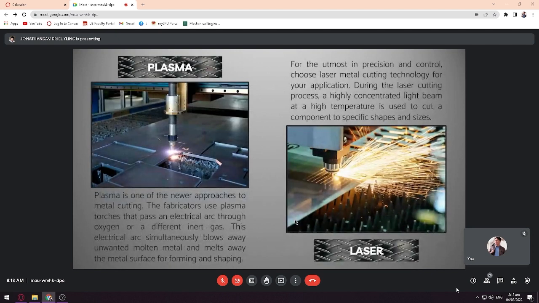Plasma is one of the newer approaches to metal cutting. Fabricators use plasma torches that pass an electrical arc through oxygen or a different inert gas. This electrical arc simultaneously blows away unwanted molten metal and melts away the metal surface that is being formed and shaped. Next is the laser. For the utmost in precision and control, we choose laser metal cutting technology for the application. During the laser cutting process, a highly concentrated light beam at a high temperature is used to cut a component to specific shapes and sizes.